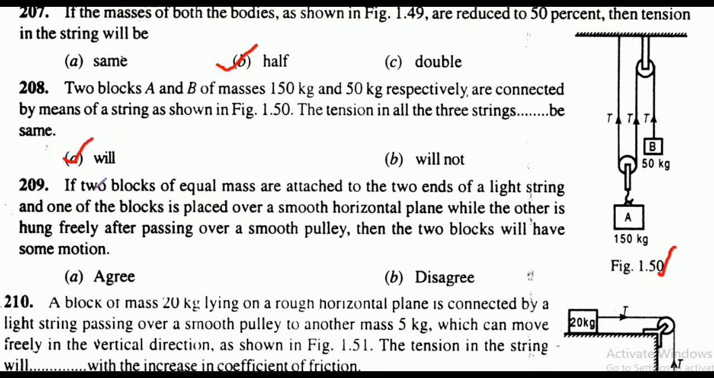Next is, if two blocks of equal masses are attached to the two ends of a light string and one of the blocks is placed over a smooth horizontal plane while the other is hung freely after passing over a smooth pulley, then the two blocks will have same motion. Agree or disagree? Here option A is the correct answer, that is agree.